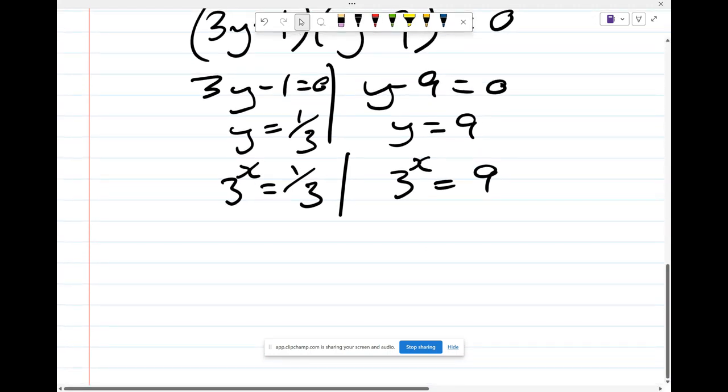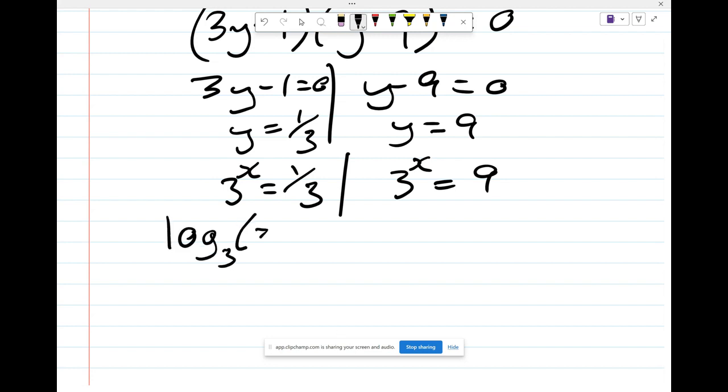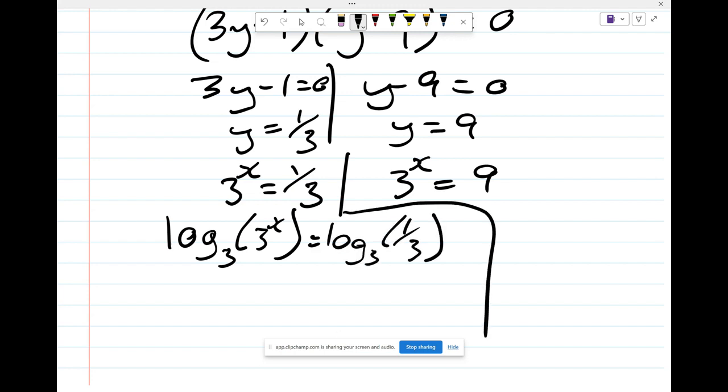Okay, so we want to find x. If our x is stuck up in a power, the opposite of raising something to a power is taking a log of it. So what we're going to do is take log to the base 3 of 3 to the power of x equals log to the base 3 of 1/3. And so log to the base 3 of 3 to the power of x will just cancel with 3 to the power of x, and we're left with x. And log to the base 3 of 1/3 is just going to be a number. And if I get out a calculator, it's going to be, sorry.